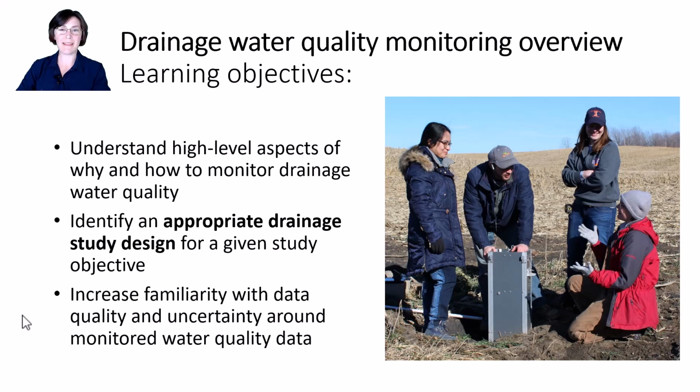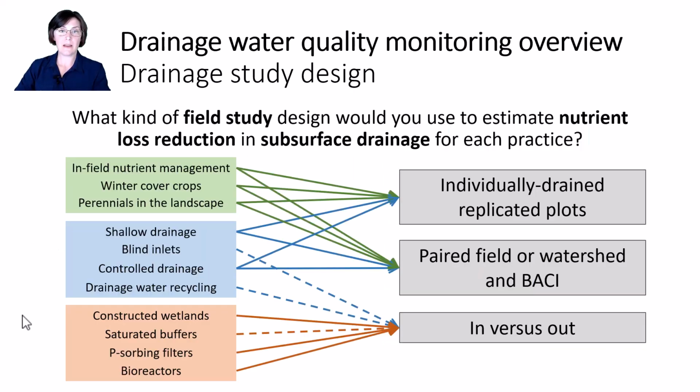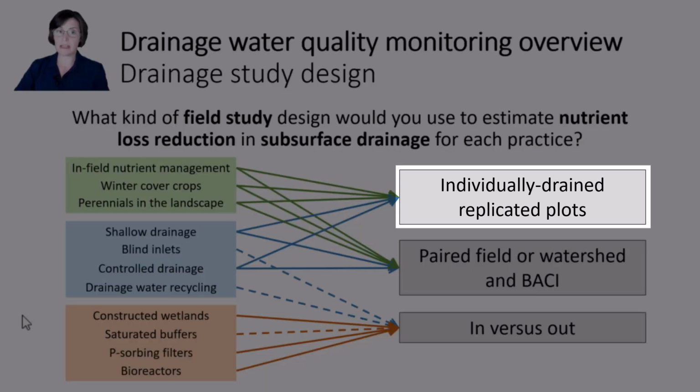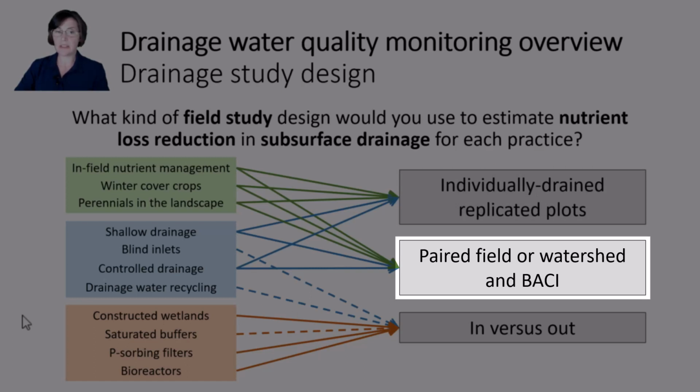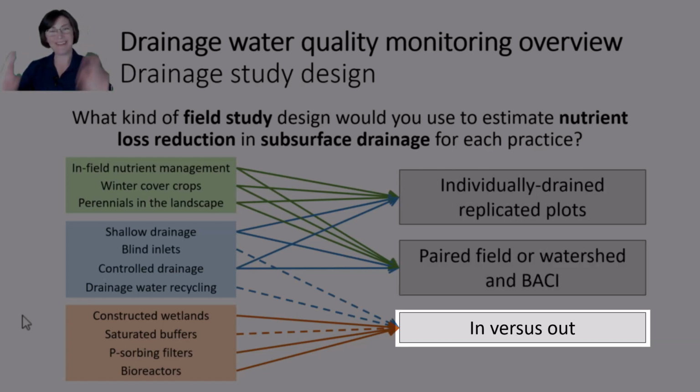Continuing on from that last video lesson, we'll continue to talk about how to choose an appropriate drainage study design. There are basically three types of studies I would use to monitor conservation drainage practices: replicated plot studies, paired watershed or paired field studies, and in versus out type studies.